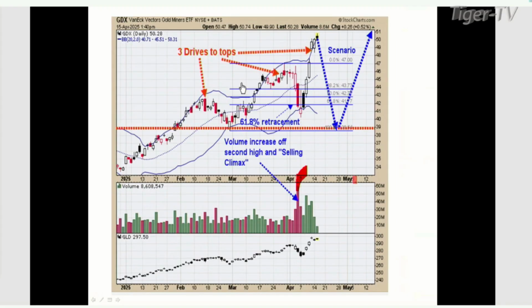But that 39 is going to be a great buy because all of the monthly charts on the bigger time frames are up. So this is just a shakeout in an uptrend. Matter of fact, the book says 3 drives to the top patterns are usually not long-term topping patterns. They're basically a timeout in an uptrend. So I think that's what's happening here.